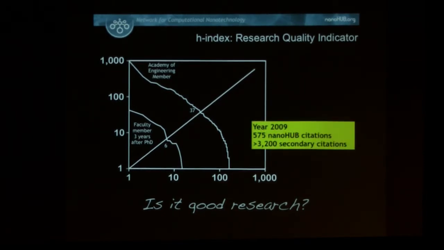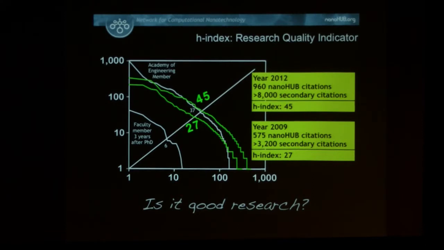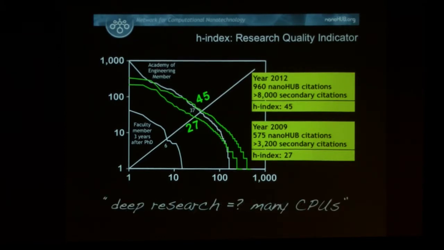So that's a lifetime achievement and is being honored by being elected to the member of Academy of Engineering. So in 2009, we had some 575 papers, 3,200 secondary citations. Our H-index was 27 after being in business for 7 years. Today we're at 45. So not only do we allow research, apparently it's also good research according to one of these metrics. Right? So myth busted: it is good research.